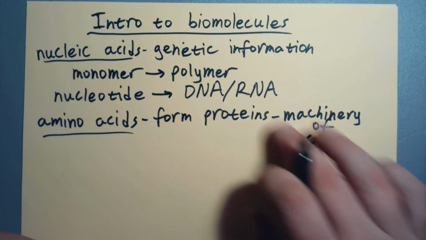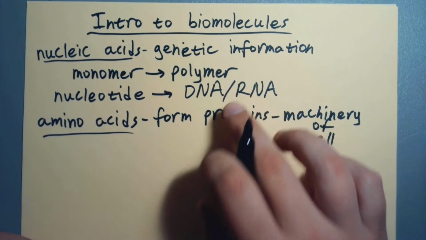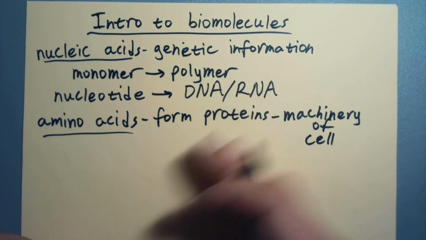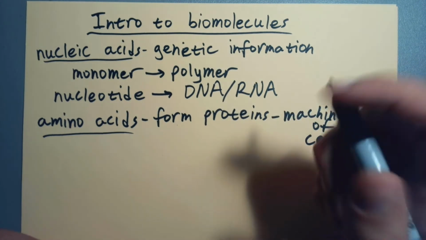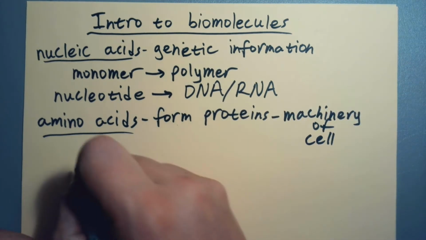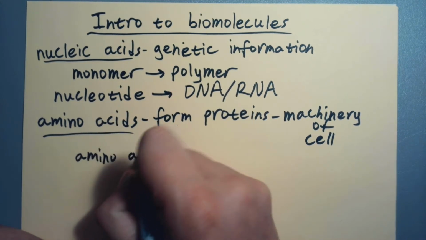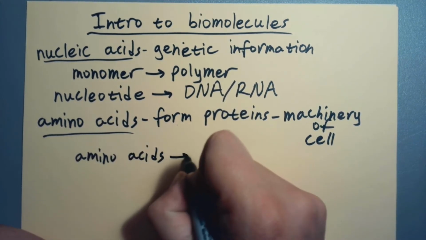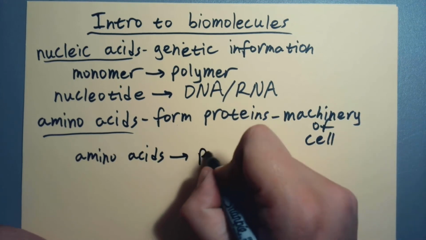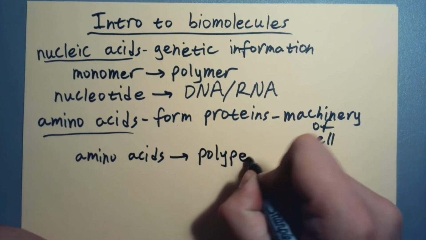And how do you make those copies, by the way? What's the copy machine? It's a protein. So it's this total cyclical event. And so what we have are amino acids as our monomer. And then they're going to polymerize to make a polypeptide chain.